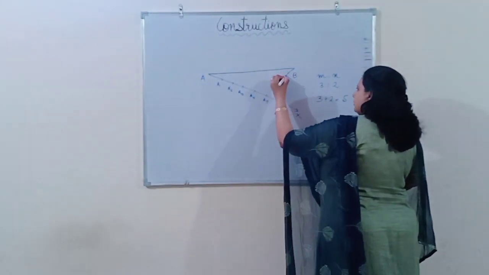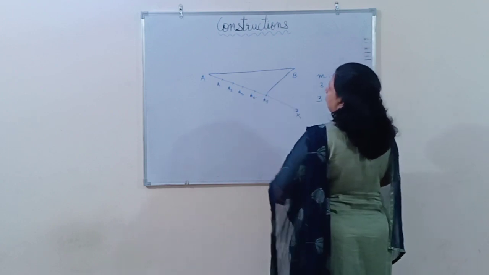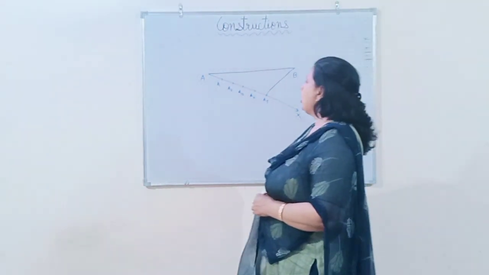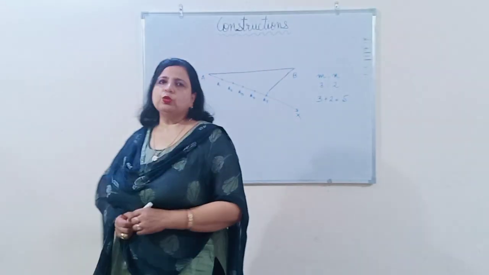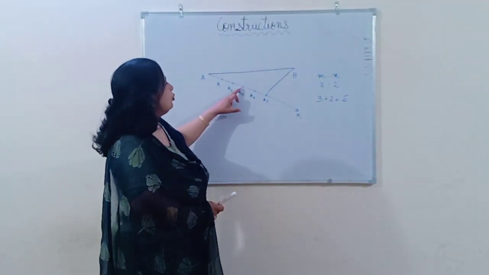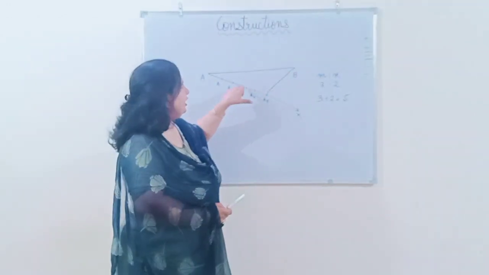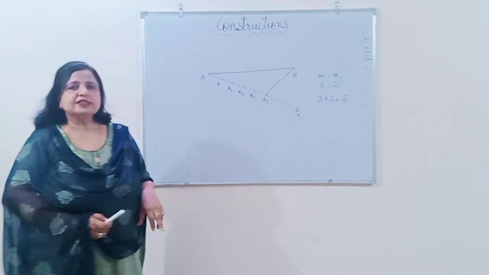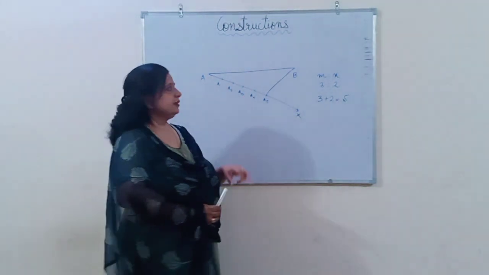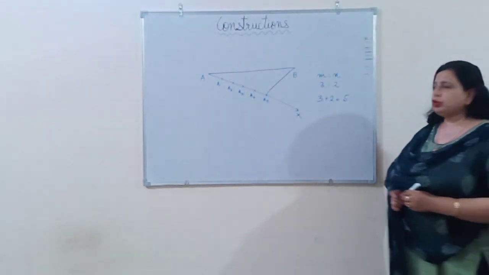Join A5B, or BA5, it's the same thing. Now what we have to do is, we have to draw through A3 a line parallel to BA5 intersecting AB at C. Intersecting AB at C, or you can take any point.